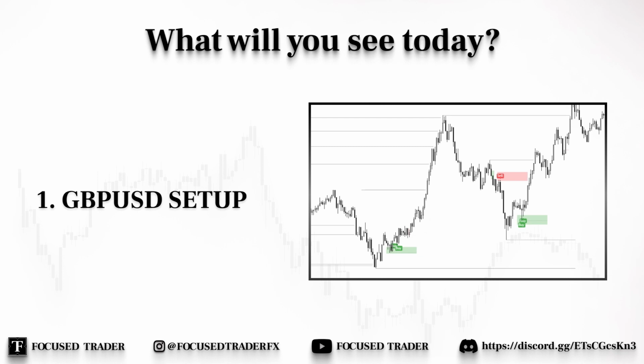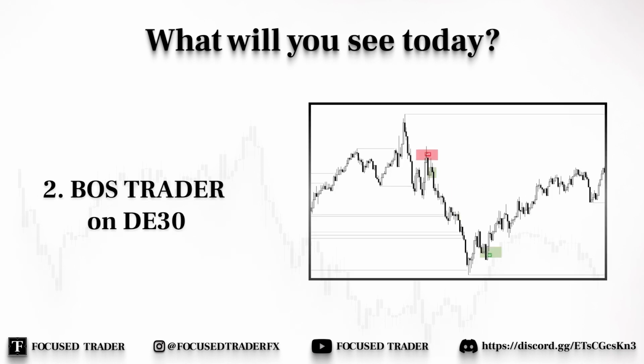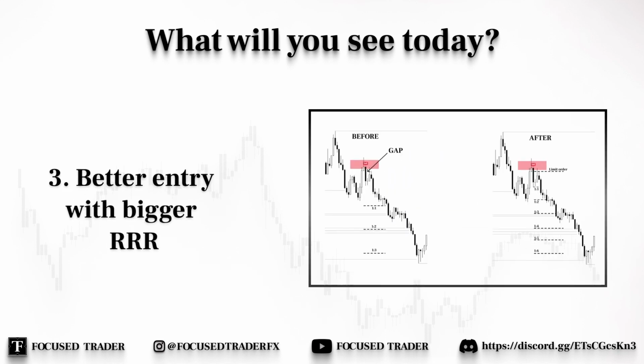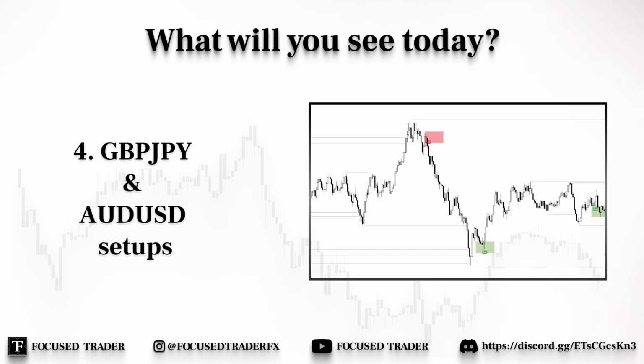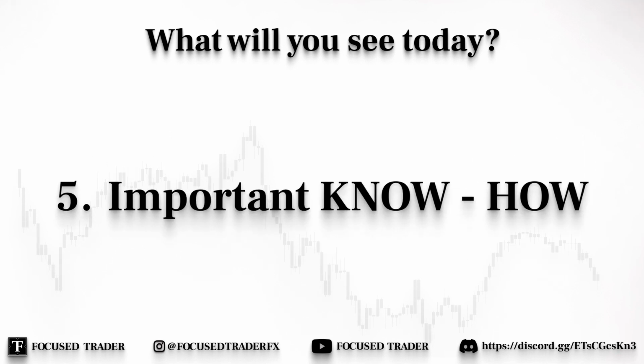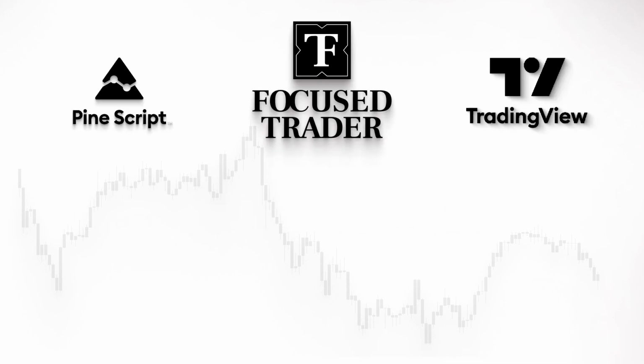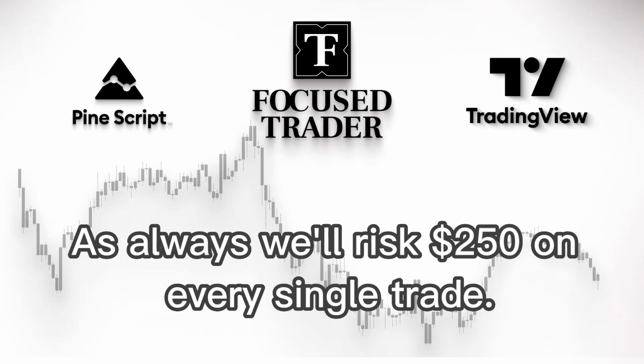1. GBPUSD setup. 2. BOS Trader Indicator on DE30. 3. Better entry with bigger risk-reward ratio. 4. GBPJPY and AUDUSD setups. 5. Important know-how. As always, we'll risk $250 on every single trade.